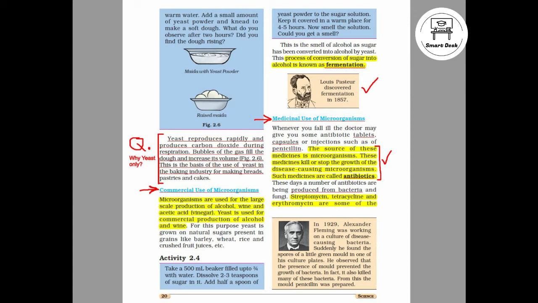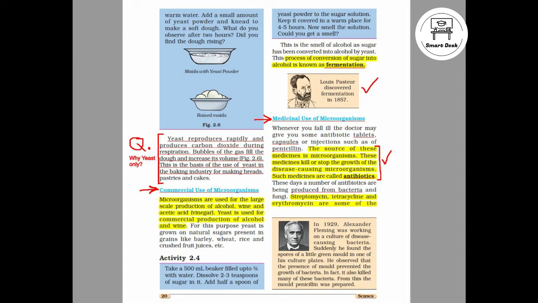Also, you may have seen in your day-to-day life that when maida is mixed with yeast powder and water, after some time the maida gets very fluffy. It gets pumped up. Yeast reproduces rapidly, and that produces carbon dioxide during respiration. So bubbles of the gas fill up the dough and increase its volume. That is why this process is used in bread making.